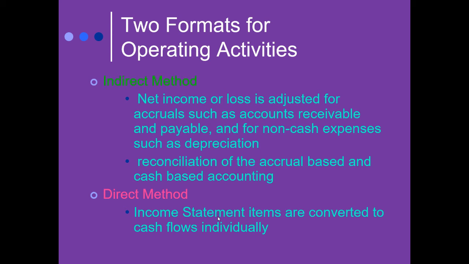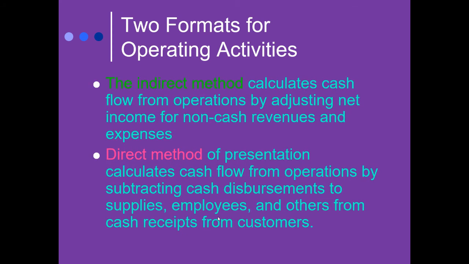Okay, so for the direct method, income statement items will be converted to cash flows individually. So for the direct method, you're also converting the accruals to cash basis accounting, but you are going to convert it individually using certain formulas. Right? Okay, so this is actually the same explanation.